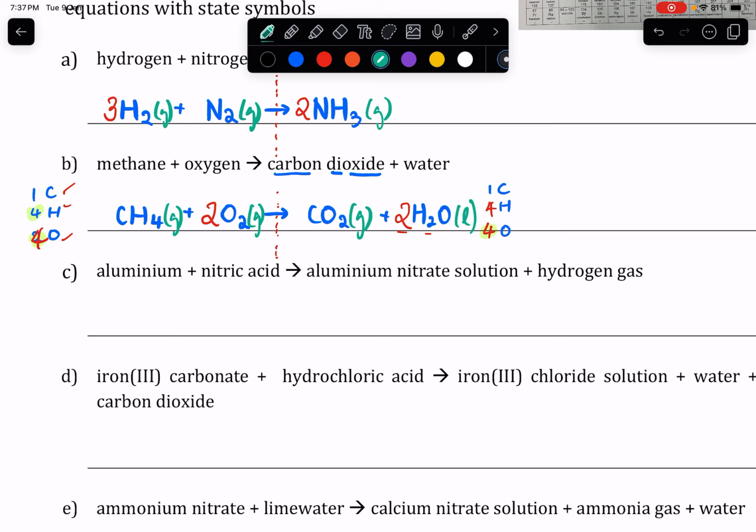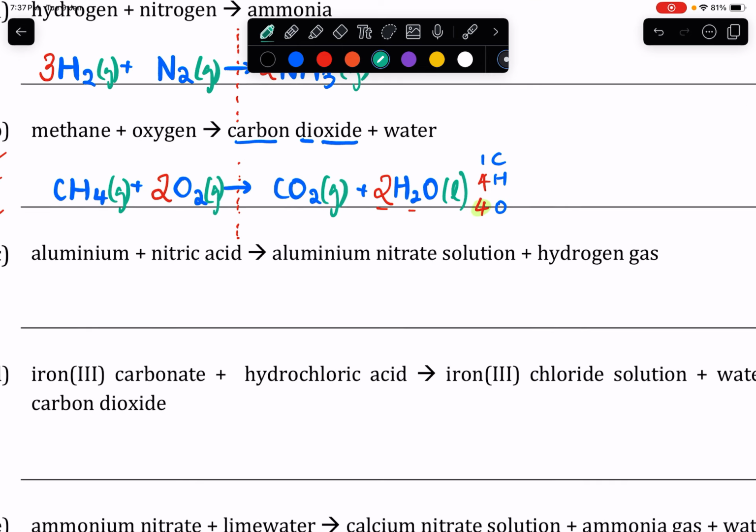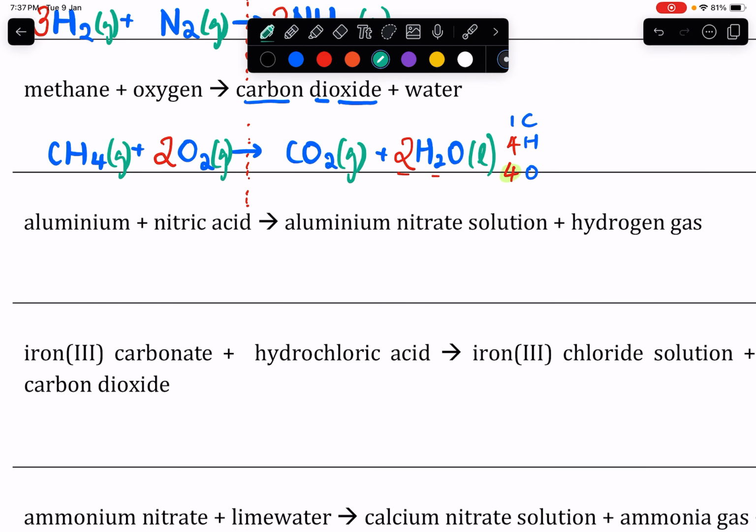Next, C. Aluminium plus nitric acid gives you aluminium nitrate solution and hydrogen gas. So, how do we do this question? Aluminium is a metal. And recall that metals, the formula is just this name. Okay, it's just chemical symbol. Nitric acid is something that you may need to memorize.